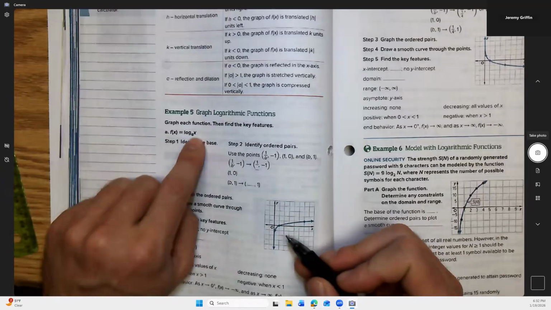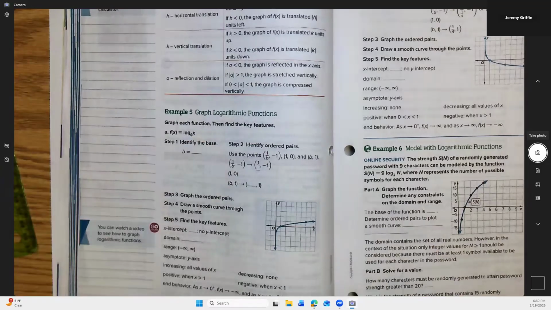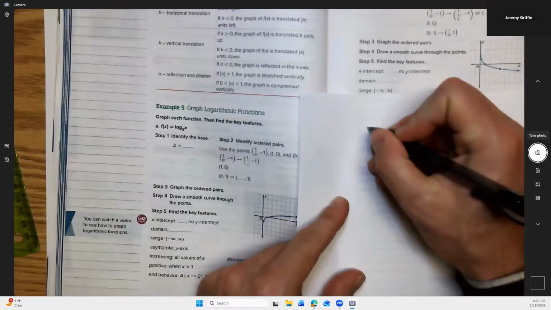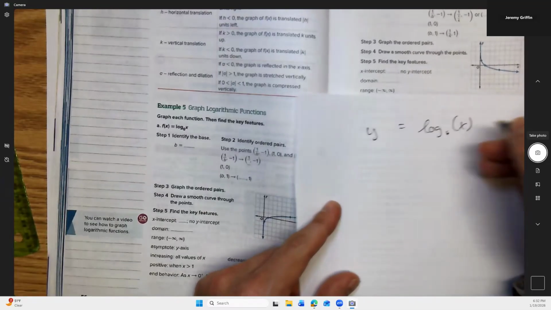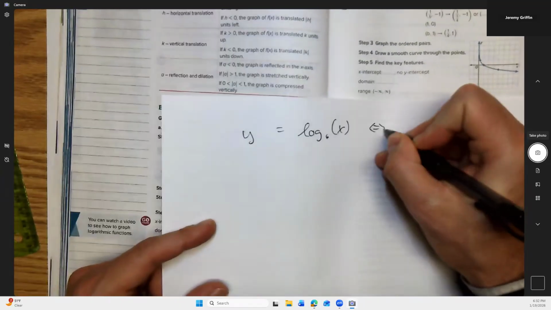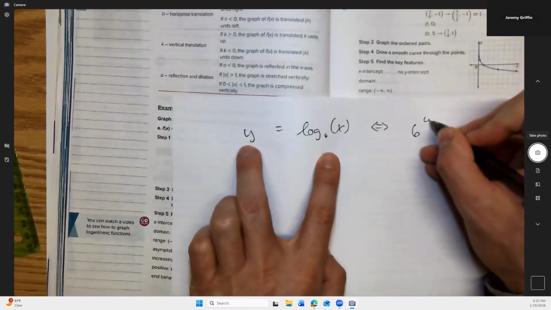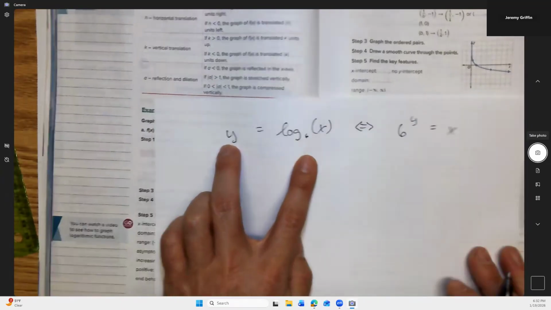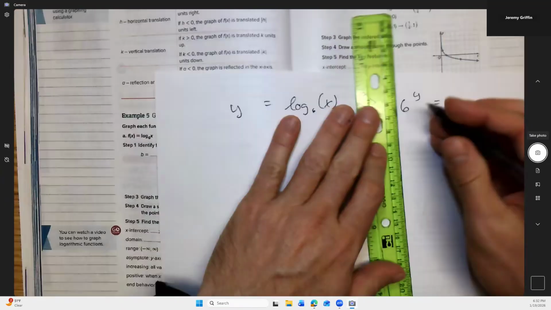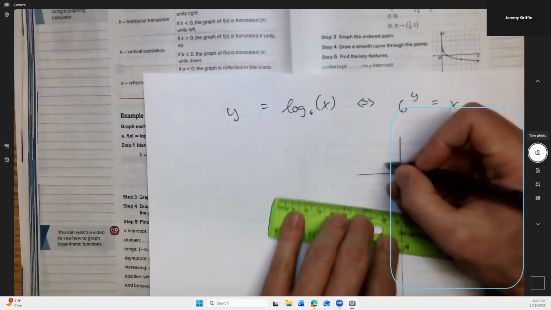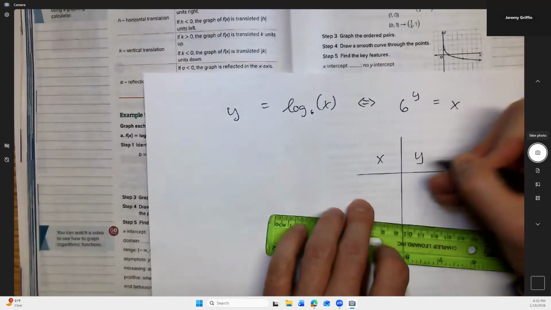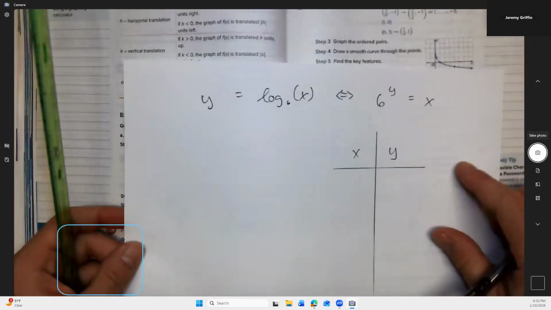Like if you plug in, here, I write this on paper so it's a little bit bigger. Okay. Y equals log base 6 of x. Remember, that's the same thing as 6 to the power of y equals x. And so, hey, we could always make an xy table, right? Let's do that. Let's just plot a bunch of points. So x, y.